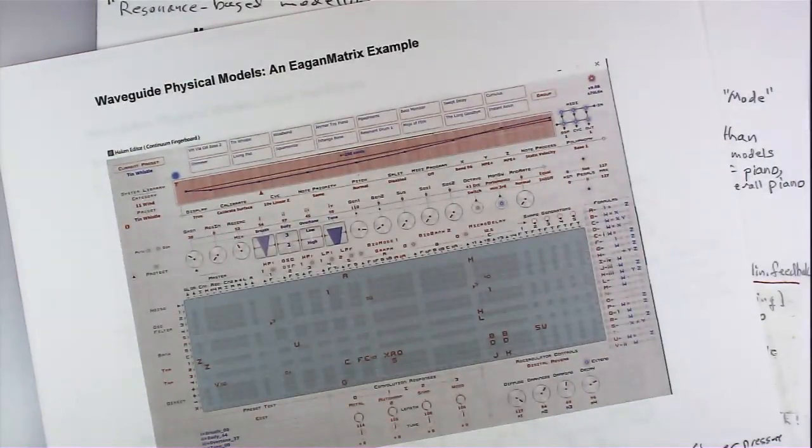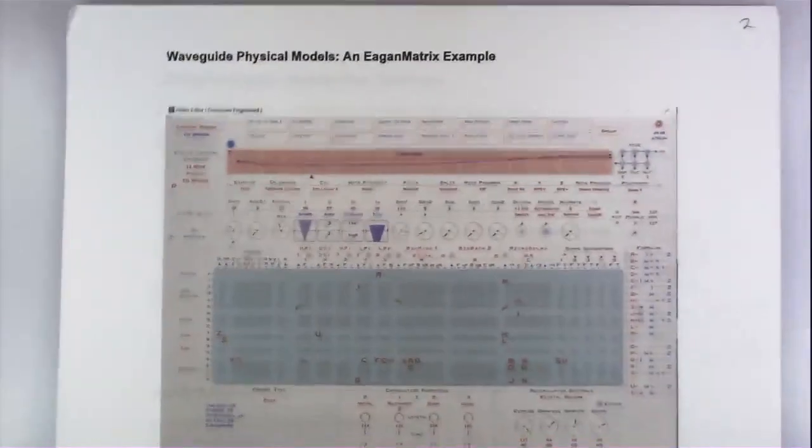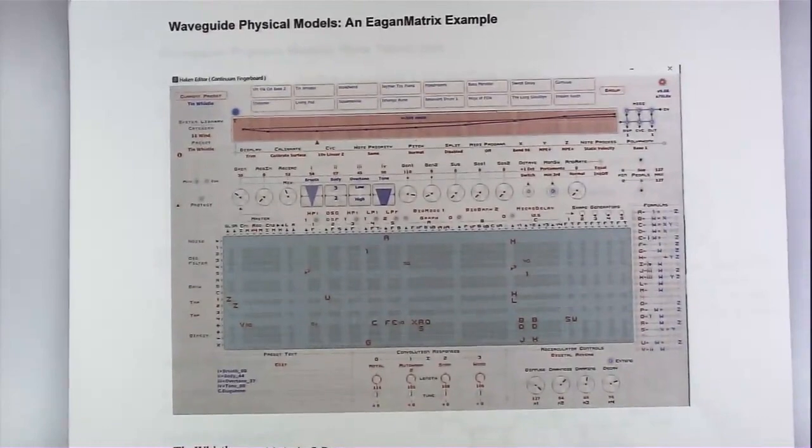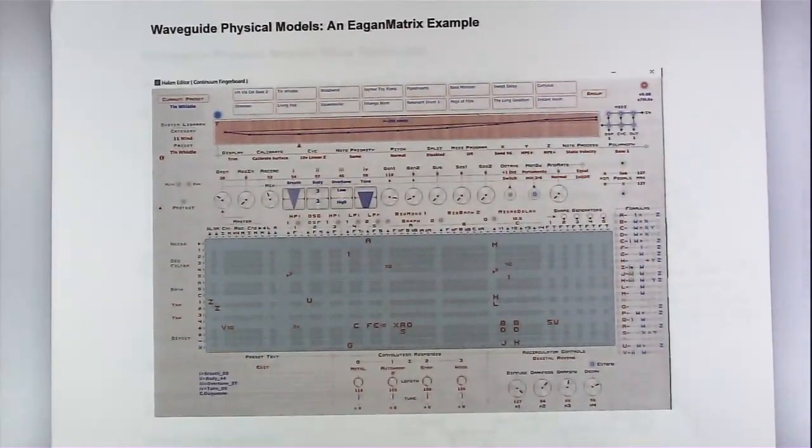All right. So now I want to talk about a waveguide or delay-based model inside the Eagan matrix. I won't be able to project this whole thing, but here's an image of it. Is that readable? Doesn't matter that much. I won't go through the image that much. You can trace through this if you like, if you go to the lab and you want to figure out where it goes.